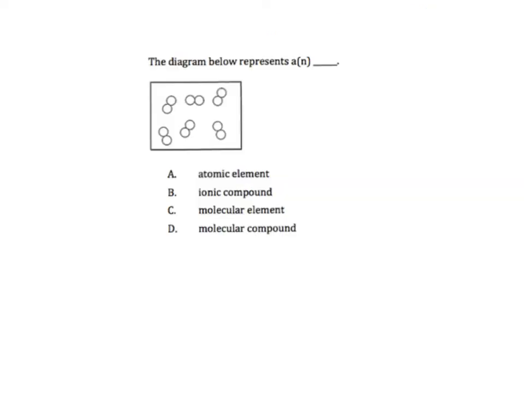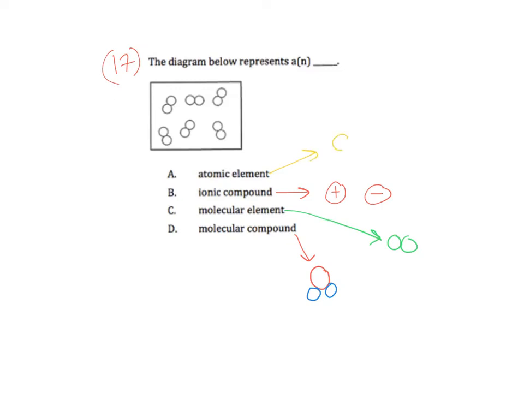Take a look at this picture. What is represented by this diagram? If it was ionic, then you would see plus and minus. There's no plus and minus, so it's not ionic. If it was a molecular compound, then you would see different atoms joined together. If it was a molecular element, then you would see more than one of the same atom. And if it was an atomic element, then you would just see an element. So this is a molecular element.